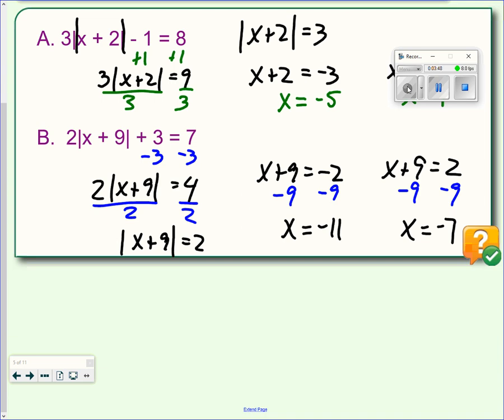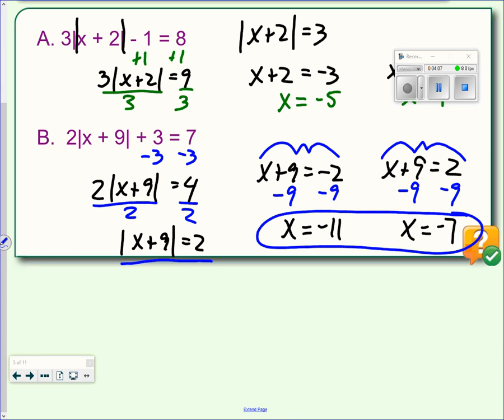First we subtract 3. Then we divide by 2. That gives us absolute value of x plus 9 equals 2. And then you separate it into two problems. We've got x plus 9 equals negative 2, x plus 9 equals positive 2. Solve those two equations and we get our two solutions. Again, you would check these answers. I'm just not going to take the time to do that in this video.